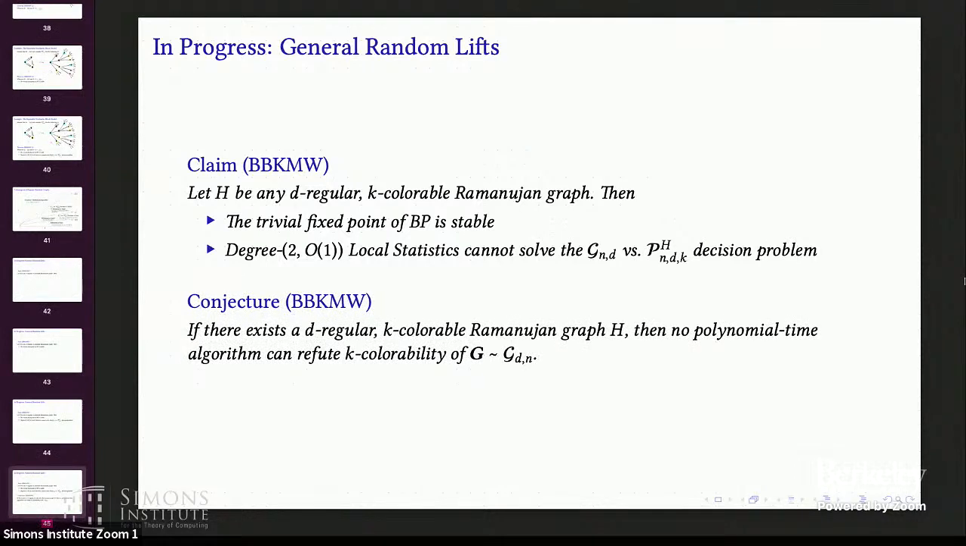The conjecture is this. This condition of there being a d-regular k-colorable Ramanujan graph is exactly what is controlling hardness of refutation for this problem. So whenever there's a d and k for which one of these things exists, then it's hard to refute. And if there's not, then it's easy to refute. So if you know anything about Ramanujan graphs, this should disturb you a little bit because they're notoriously difficult objects to study or to prove the existence or non-existence of. So I think it's quite striking, actually, that they're showing up in this problem of refuting colorings in random d-regular graphs.